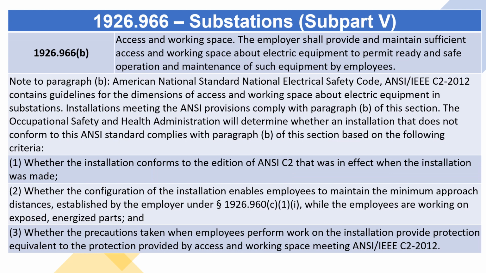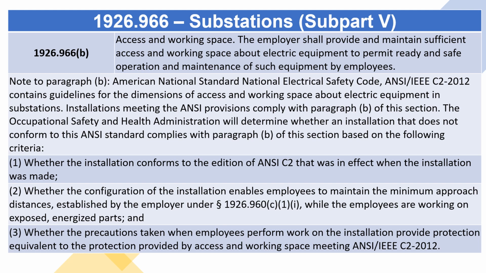1926.966(b) Access and working space. The employer shall provide and maintain sufficient access and working space about electric equipment to permit ready and safe operation and maintenance of such equipment by employees. Note to paragraph (b): American National Standard National Electrical Safety Code, ANSI/IEEE C2-2012, contains guidelines for the dimensions of access and working space about electric equipment in substations. Installations meeting the ANSI provisions comply with paragraph (b) of this section.